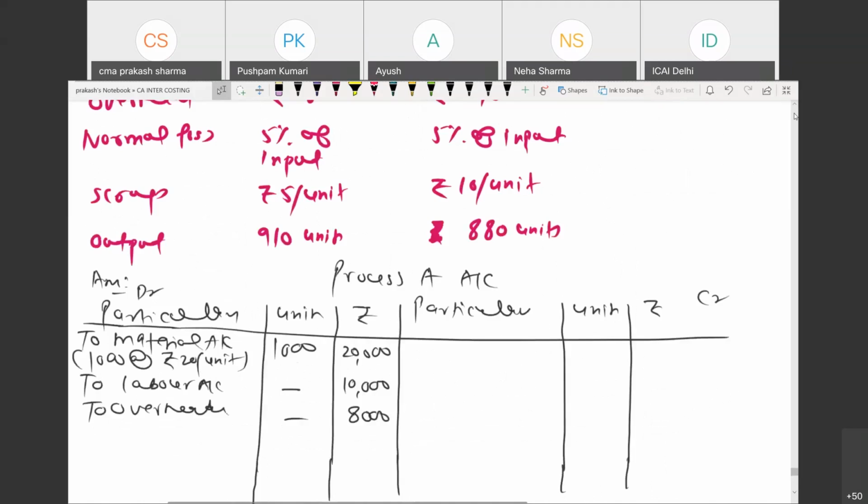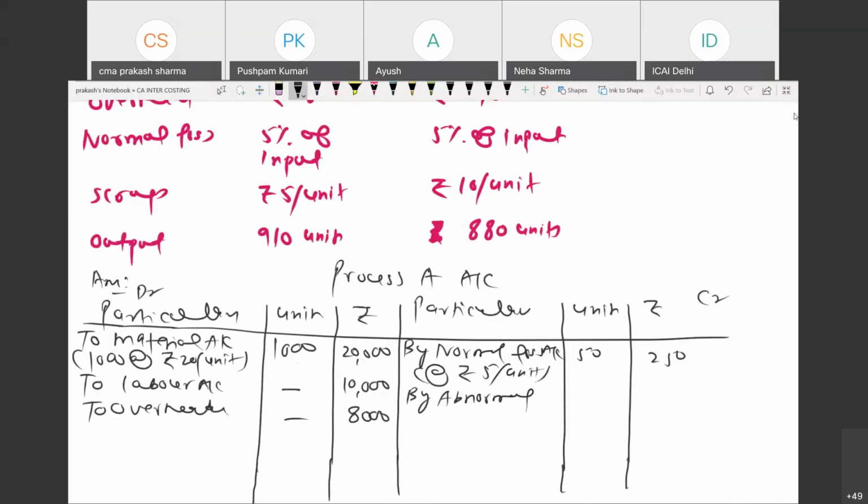So let us get back to the process account. First of all, I will put normal loss on the credit side. I will write 50 units and value it at scrap rate. Scrap rate is rupees 5 per unit, so the amount becomes 250. I also write abnormal loss here.